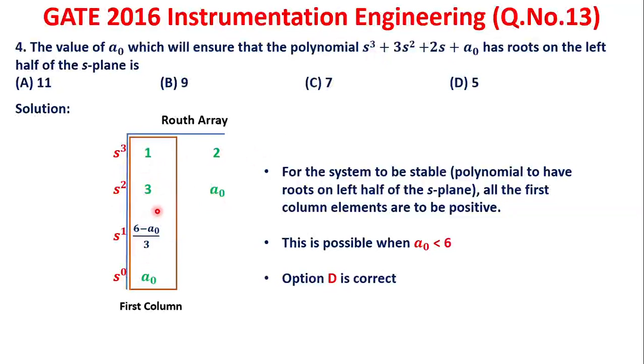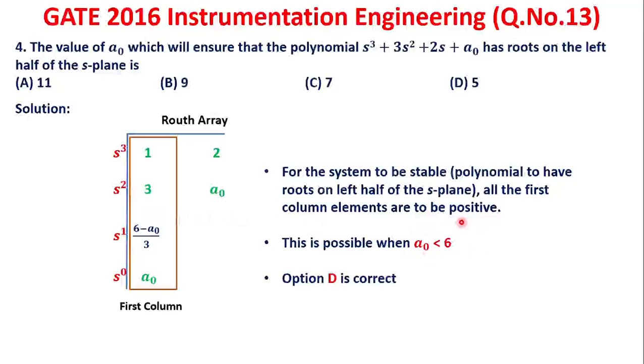So the system will be stable only when it has roots in the left half of the S plane. That is possible only when the first column elements are positive. That is possible only when a naught is greater than 0 and a naught is less than 6. Otherwise, when a naught is greater than or equal to 6, this will be negative. Therefore, a naught should be less than 6.